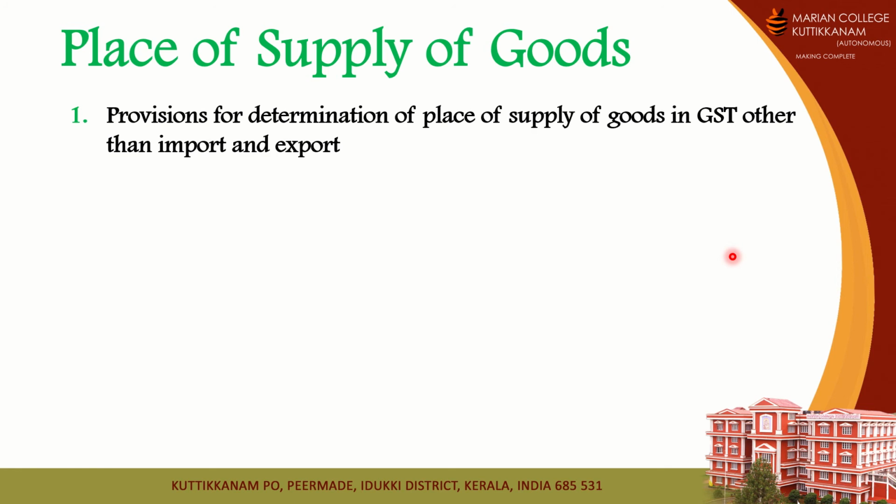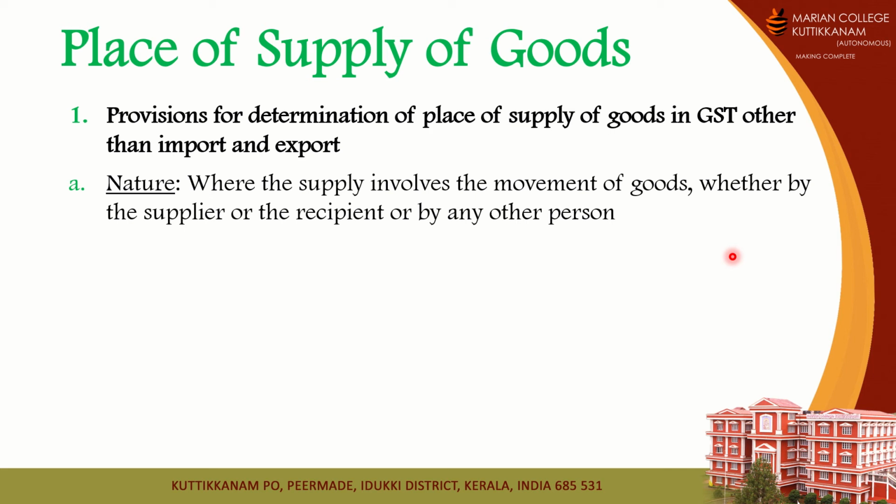The first provision is regarding determination of place of supply of goods in GST other than import and export. So, how to determine the place of supply, or where the goods are supplied, in case of goods other than import and export? Under this category, we have 5 different situations and 5 different provisions as to how the place of supply will be determined, along with examples.